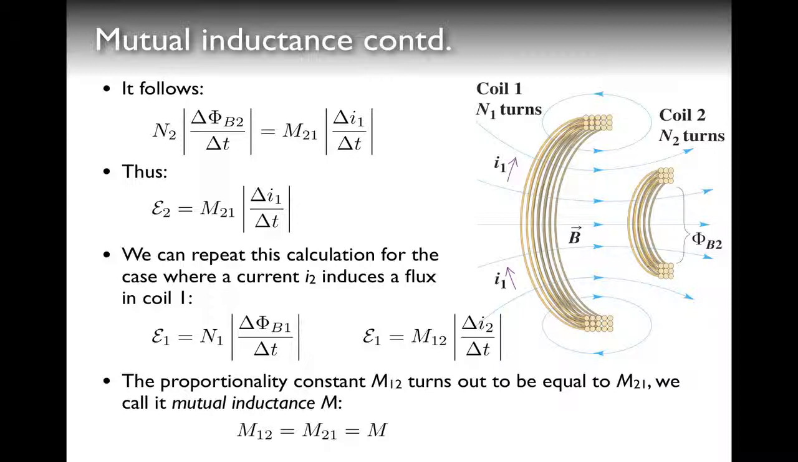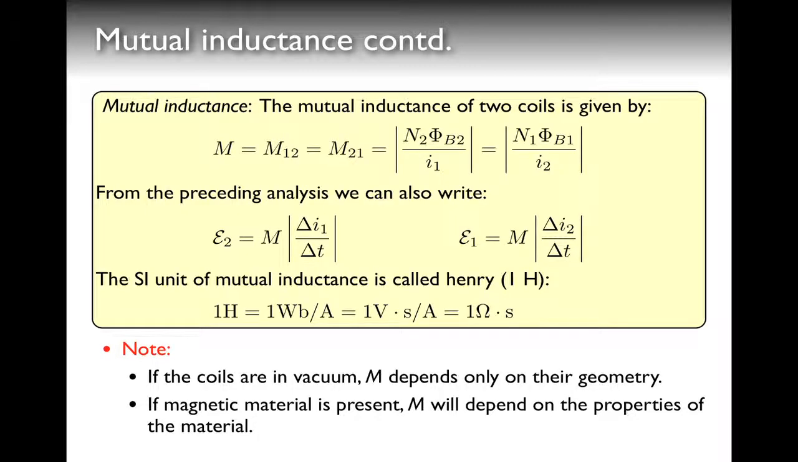When you do the math, what you find is that the EMF induced in coil 1 is going to be another proportionality constant times the change of the current in coil 2 per time. Now, due to symmetry considerations, it must follow that this constant M12 has to be the same thing as the constant M21, and we call this the mutual inductance M. What is the definition? The mutual inductance of two coils is given by M equals N2 φB2 divided by I1, which is the same thing as N1 φB1 divided by I2. And from this it follows that the EMF in coil 2 is going to be the mutual inductance multiplied by the change in current on coil 1 and vice versa.